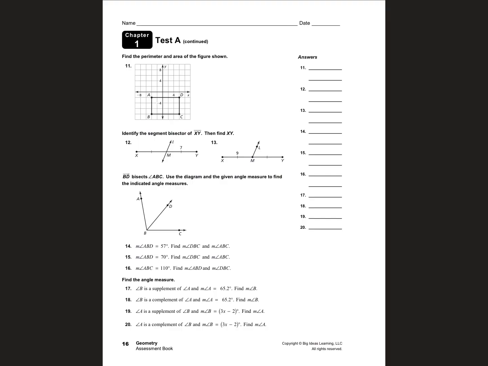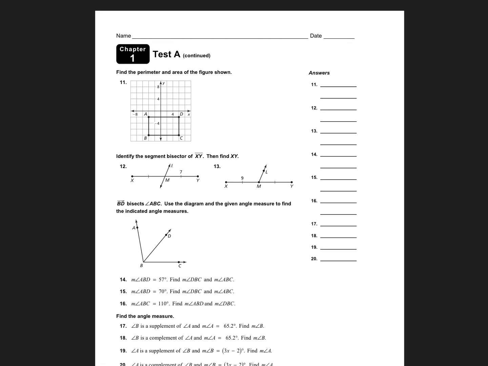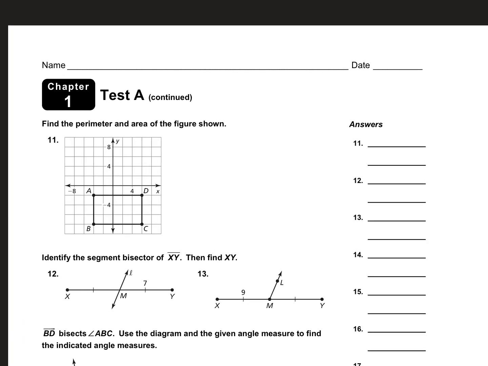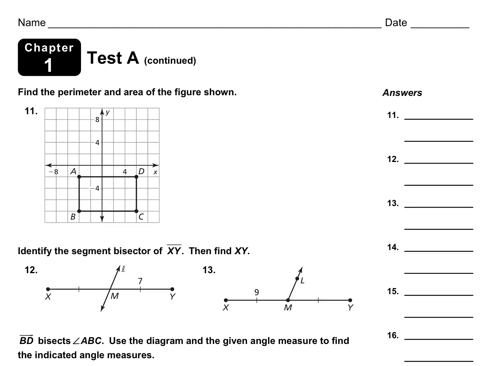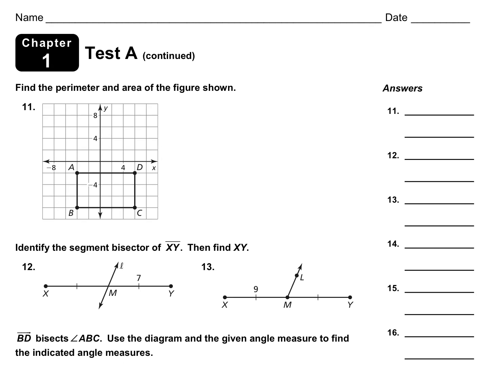All right, going ahead to the next page. Find the perimeter and area of the figure shown. How do I find perimeter? What is perimeter? All right, perimeter is the outside. You're adding all the sides. And then area, you have to know your area formula.